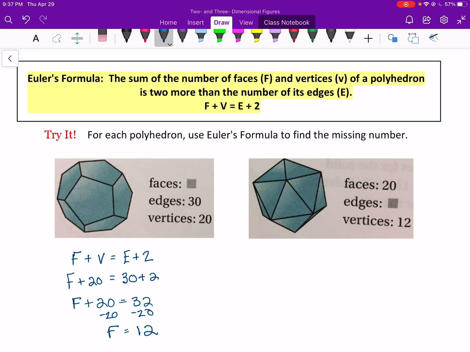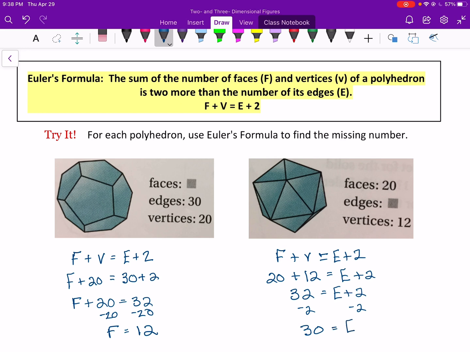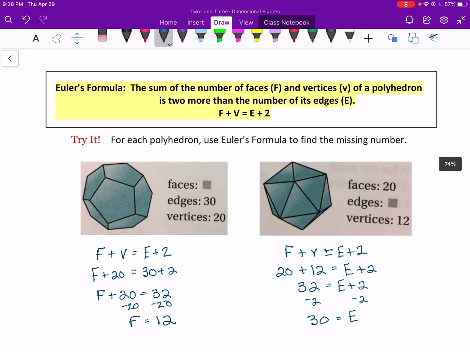Okay, let's do this one more time. Let me write down Euler's formula. And I would suggest that you do that every single time. And then substitute the numbers you know. We have 20 faces. We have 12 vertices. We don't know how many edges. Let's simplify what we know, and we have a very, very simple algebra equation, don't we? Subtract 2 from both sides, and we find out that in this particular figure, made up of a whole bunch of regular triangles, we have 30 edges.